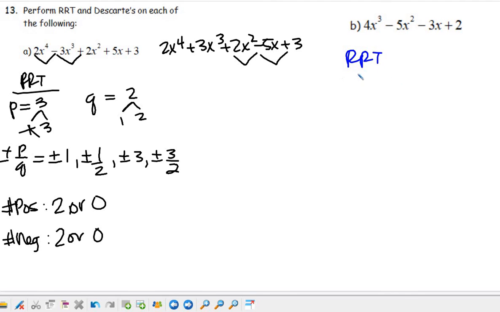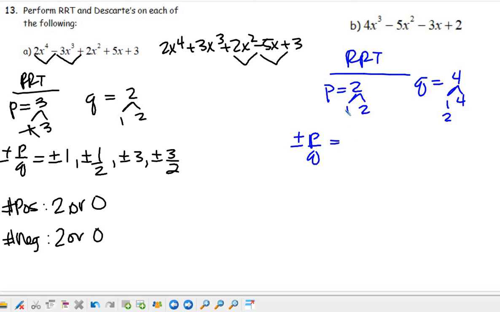So rational root for number 4, P is 2, so 1 and 2. Q is 4, so we have 1 and 4 and 2 and 2, but I'm not going to write 2 twice. So we have plus or minus P over Q. So plus or minus 1 over 1, 1 over 2, and 1 over 4. So I'm done with 1. 2 over 1, and 2 over 2 is the same thing as 1, and 2 over 4 is the same thing as 1/2. So that's my complete list.